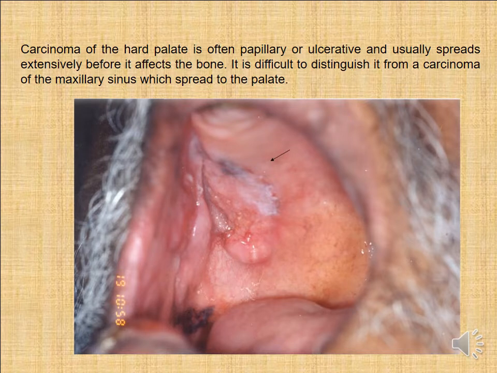The carcinoma of the hard palate is often papillary or ulcerative and usually spreads extensively before it affects the bone. It's difficult to distinguish it from carcinoma of the maxillary sinus, which spreads to the palate. So it's very difficult to differentiate between the carcinoma of the mucosa of the hard palate and the carcinoma of the maxillary sinus.